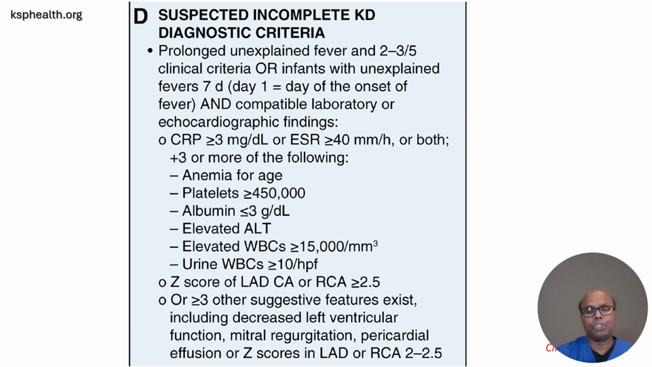Echo findings are a Z-score of the left anterior descending coronary artery or right coronary artery of 2.5 or more, or more than 3 other suggestive features, including decreased left ventricular function, mitral regurgitation, pericardial effusion, or a Z-score in the left anterior descending or RCA of 2 to 2.5.